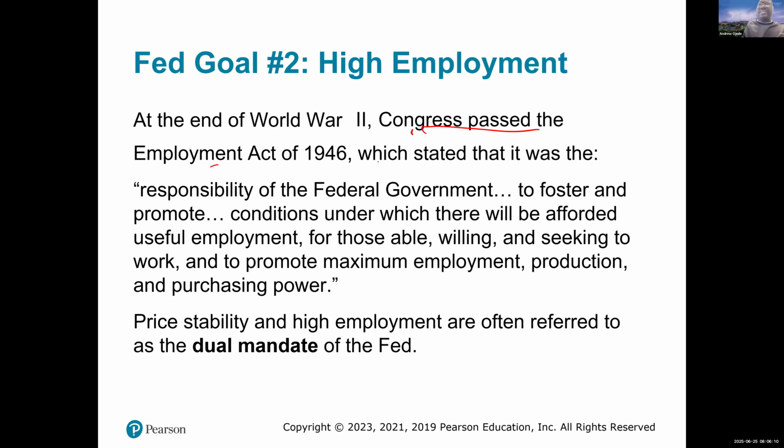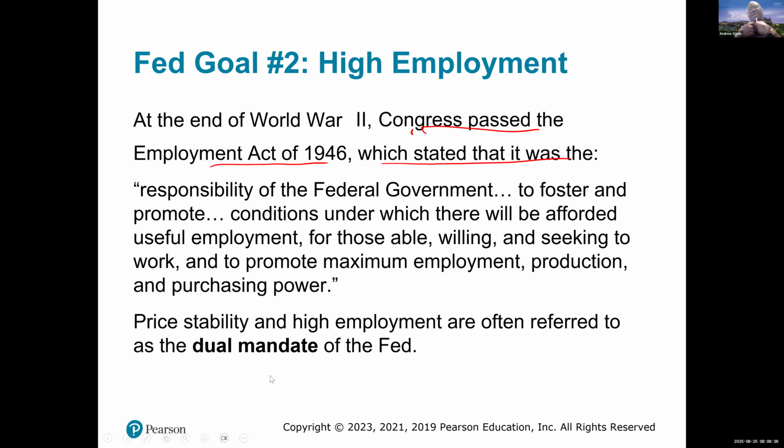The Employment Act of 1946 stated that it was the responsibility of the federal government to foster and promote conditions under which there will be afforded useful employment for those able, willing, and seeking to work, and to promote maximum employment, production, and purchasing power. So price stability and high employment are often referred to as the dual mandate. I talk about that, the dual mandate of the Fed.